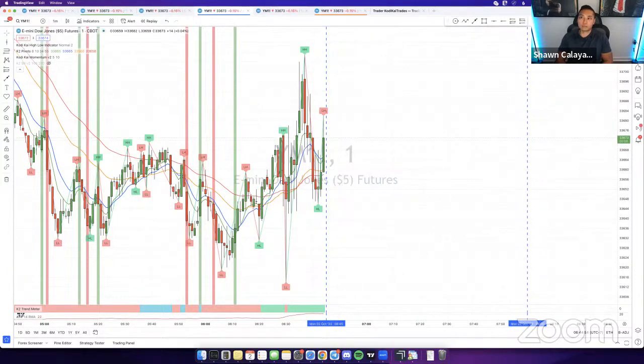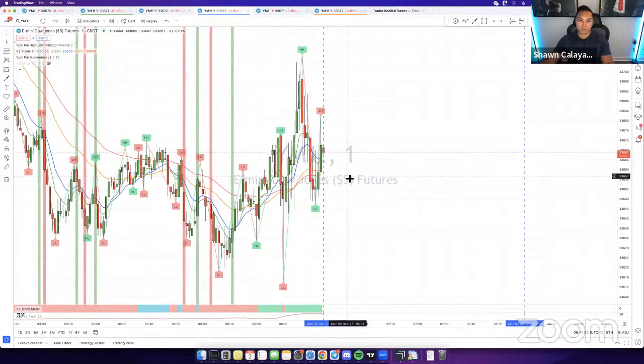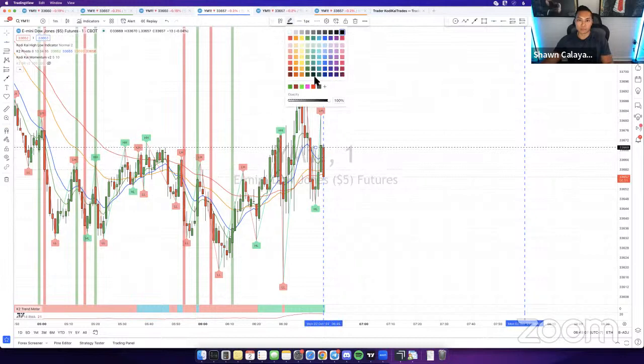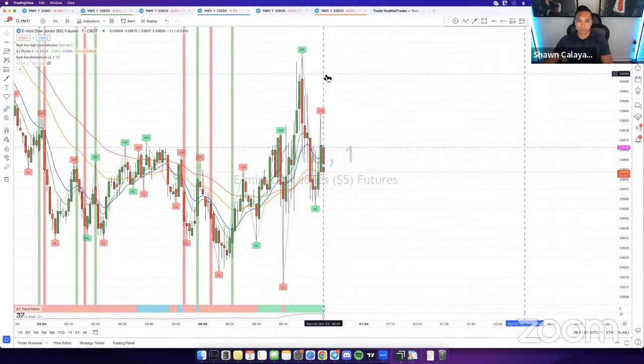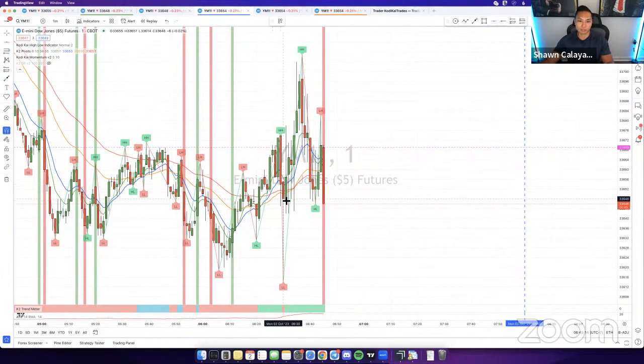All right, we got news right here in about 4, 3, 2, 1. And here goes news. Let's see what happens. You know, I just realized I didn't mark the opening price. I'm gonna go do that right now. So there goes the news candle right there. We'll see what happens here, and then we'll go from there. So market opened right here at 6:30.